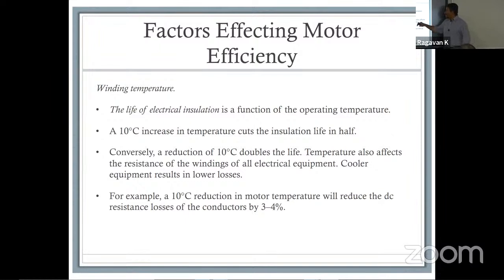So this is basically your cooler experiments, cooler setups would have much lower losses. So for example, if you have a 10-degree reduction in temperature, you will have a DC resistance loss on the conductor reduced by 3 to 4%. You will reduce the DC resistance. That directly leads to I square R. If you're talking about 150 amps, that's a very substantial change that you're going to see.